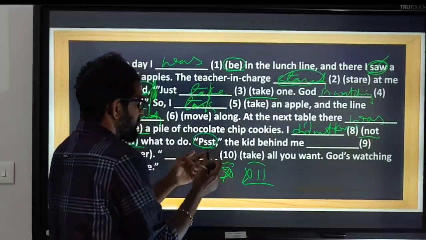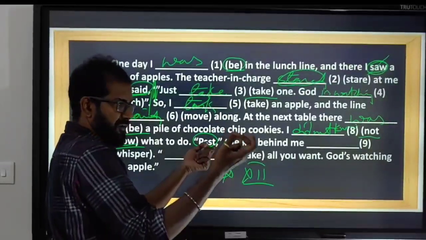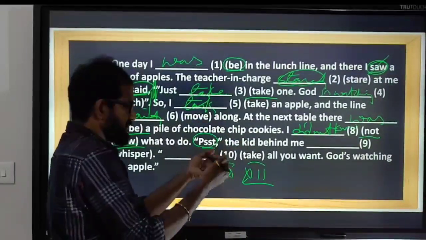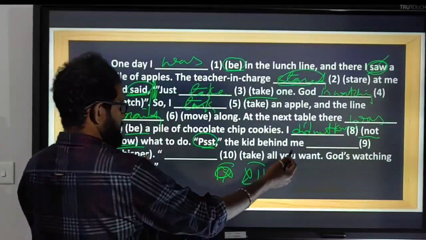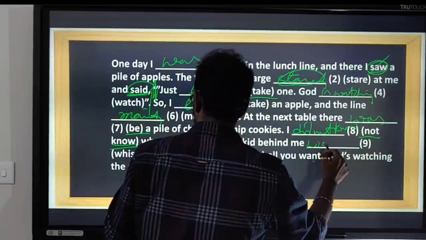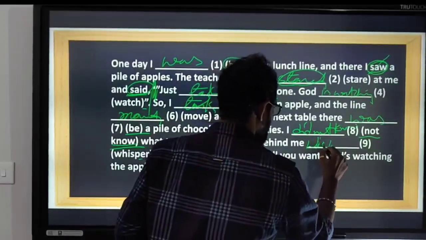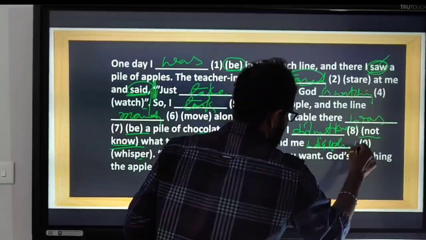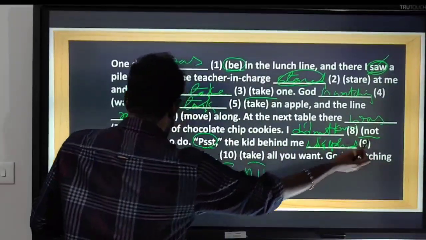This means when you just make a sound, when you call somebody's attention, we use this word psst. The kid behind me whispered. Past tense again. Whispered. The kid behind me whispered.